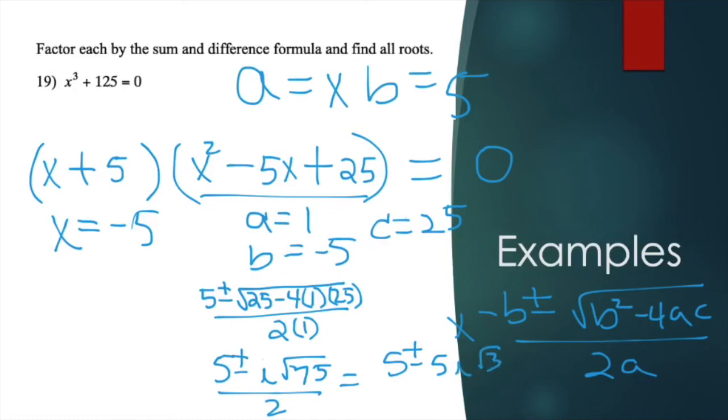square root 3 all over 2. Okay, so we have 3 answers here. Negative 5 and 5 plus or minus 5i square root 3 over 2.